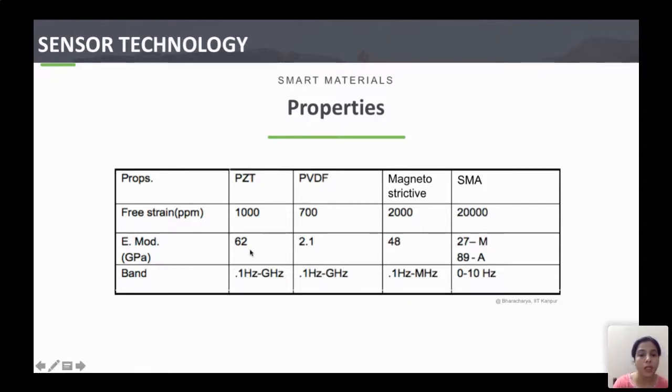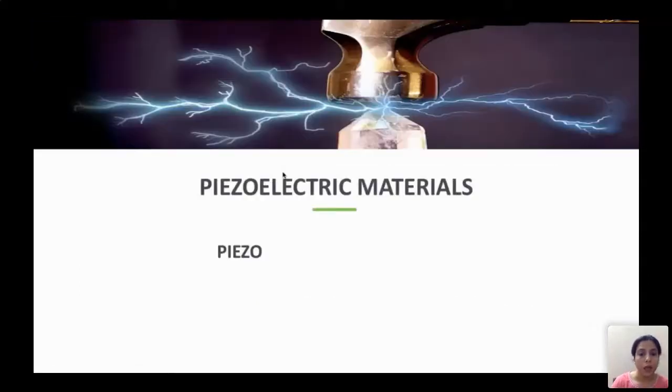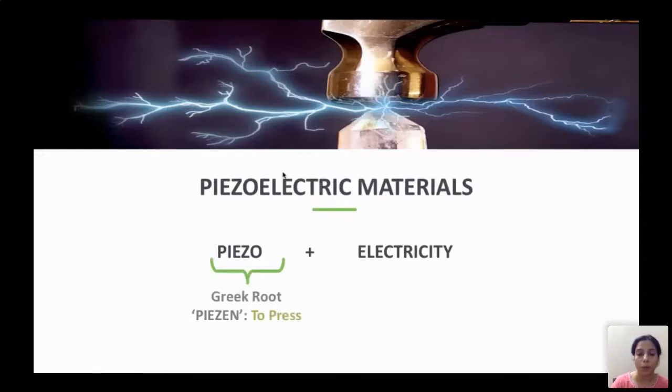So in this presentation, that is why we will be focusing only on the piezoelectric materials among all the smart materials which I have covered till now. Now, piezoelectric material is made up of two words, piezo and electricity. Piezo is a Greek word which means to press, and electricity means electricity. It means when you press these materials, electricity will be produced, right?